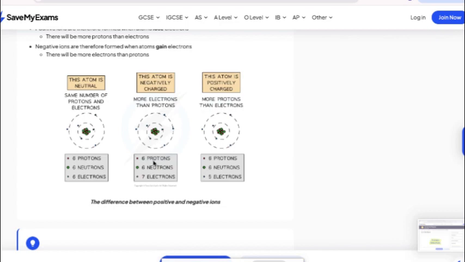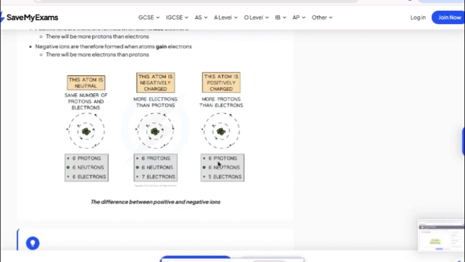Once your number of electrons is more than your number of protons, you become negatively charged. You're going to have a small minus on top. If you gain 1, it will be 1 minus. You gain 2, it will be 2 minus. If you gain 3, it will be 3 minus, depending on the number of electrons you gain.